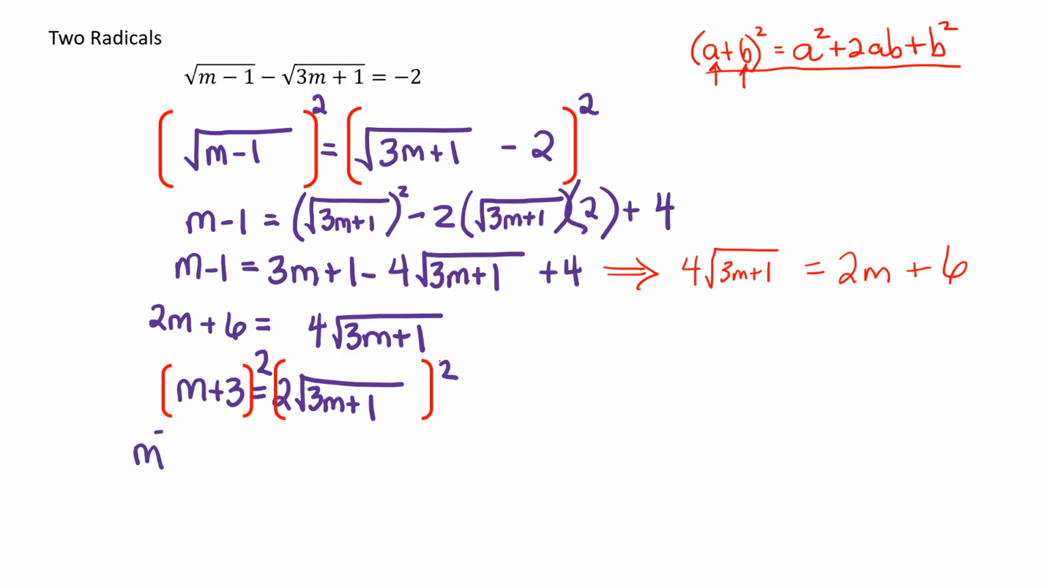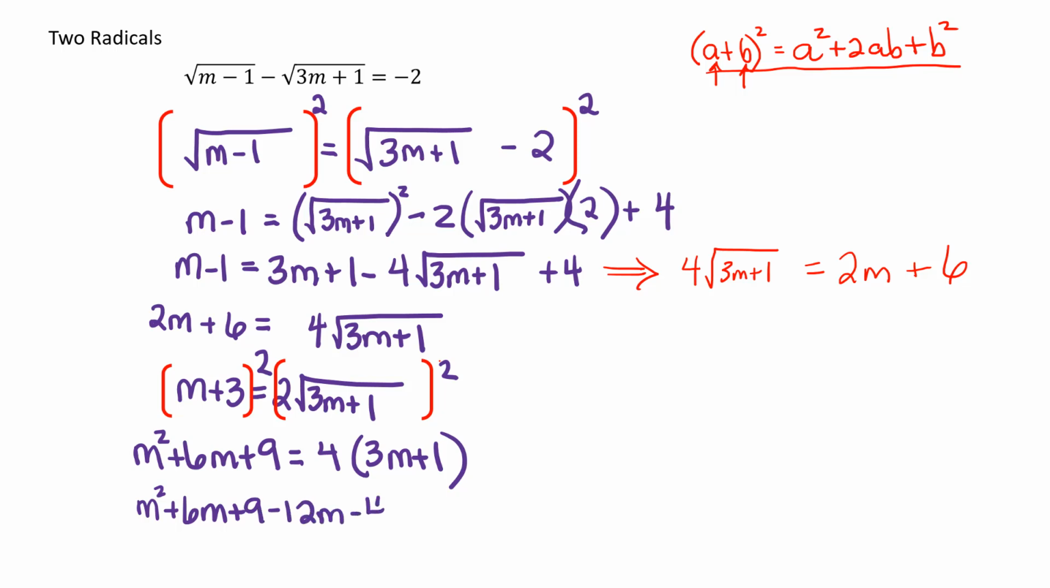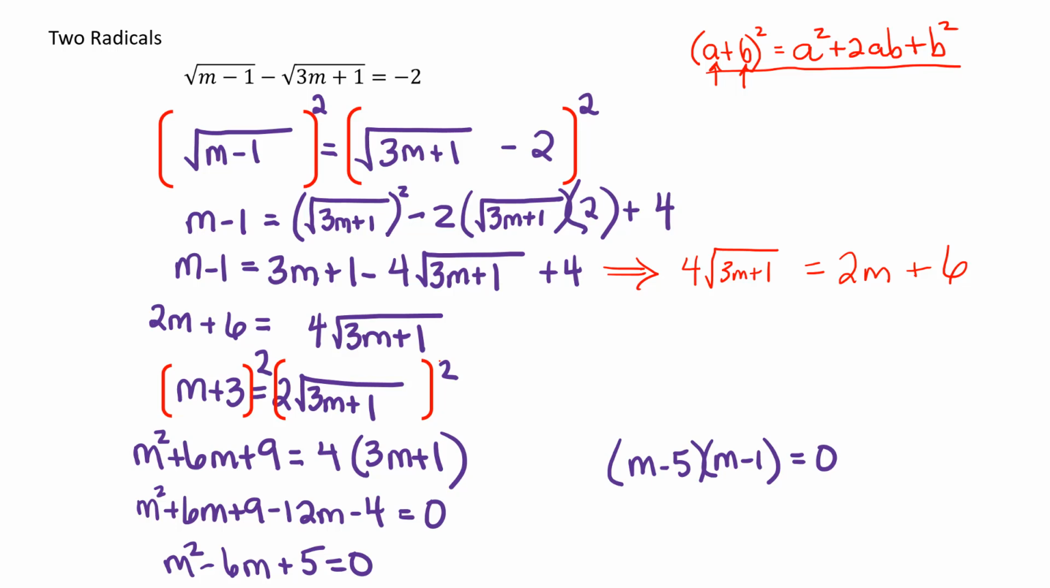So squaring both sides, you've got m squared plus 6m plus 9, and then you've got 4 times 3m plus 1. Now you can distribute that 4 on the right side and subtract everything so that you have everything on the left side of the equation. Then you can add your like terms. So m squared minus 6m plus 5 equals 0. And that is a quadratic, and it can be factored into m minus 5, m minus 1 equals 0. So m could be 5 or m could be 1.